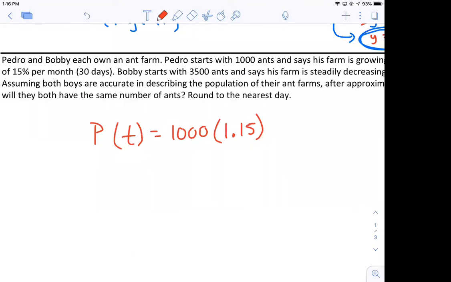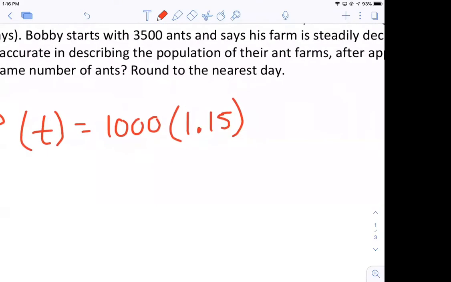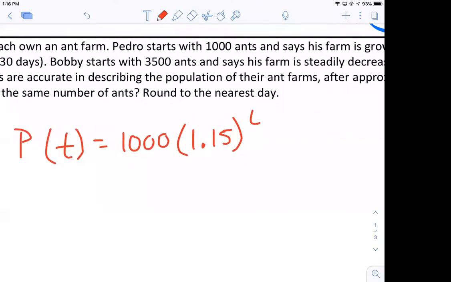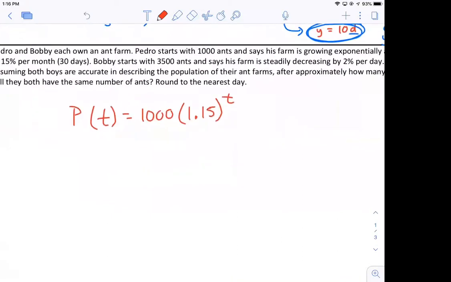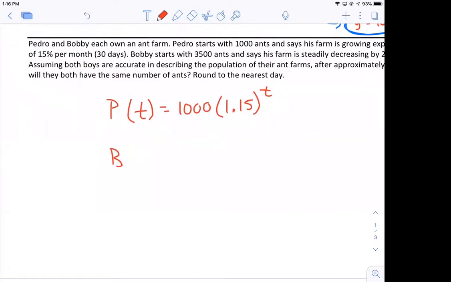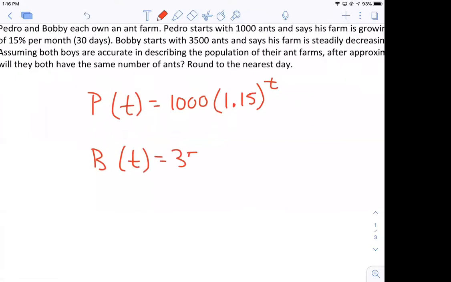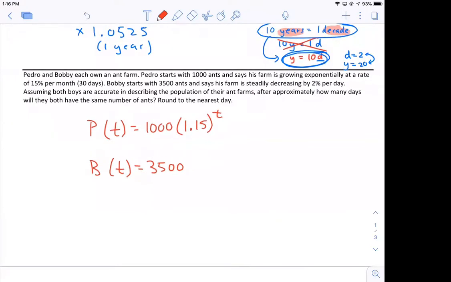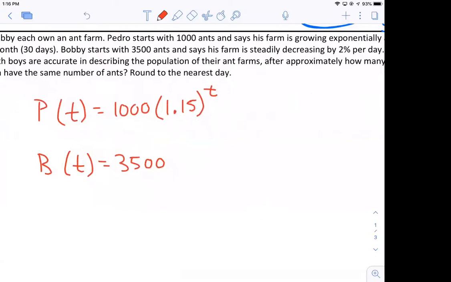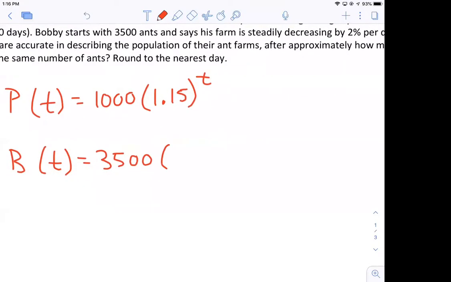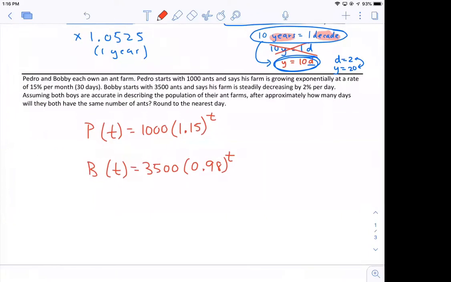All right, I'm sorry. So P of T equals 1,000 times 1.15 to the T power. Bobby, well, he has 3,500 ants. So B of T, this equation represents Bobby's ants. B of T is 3,500, and it's decreasing by 2% per day. So that will be times 0.98 to the T power. And when are they going to have the same number of ants, after how many days?